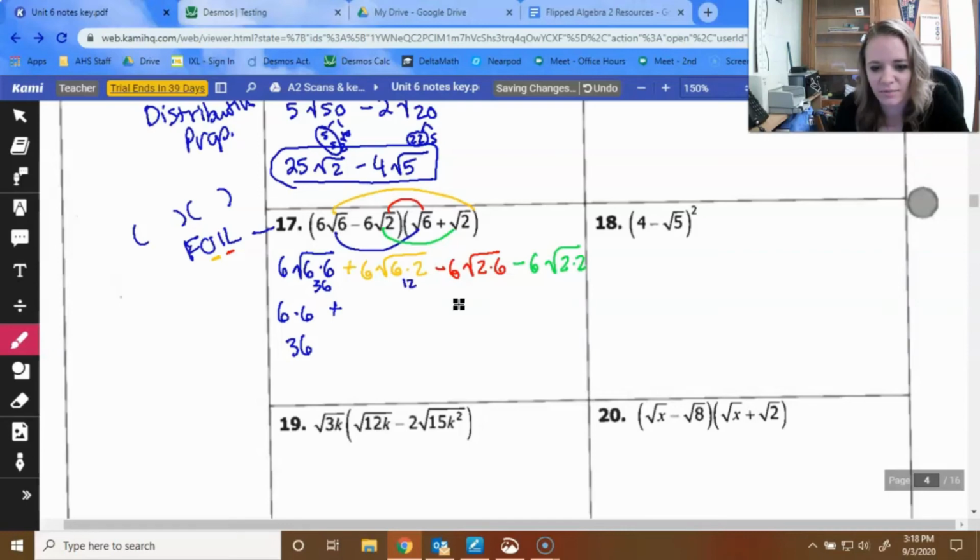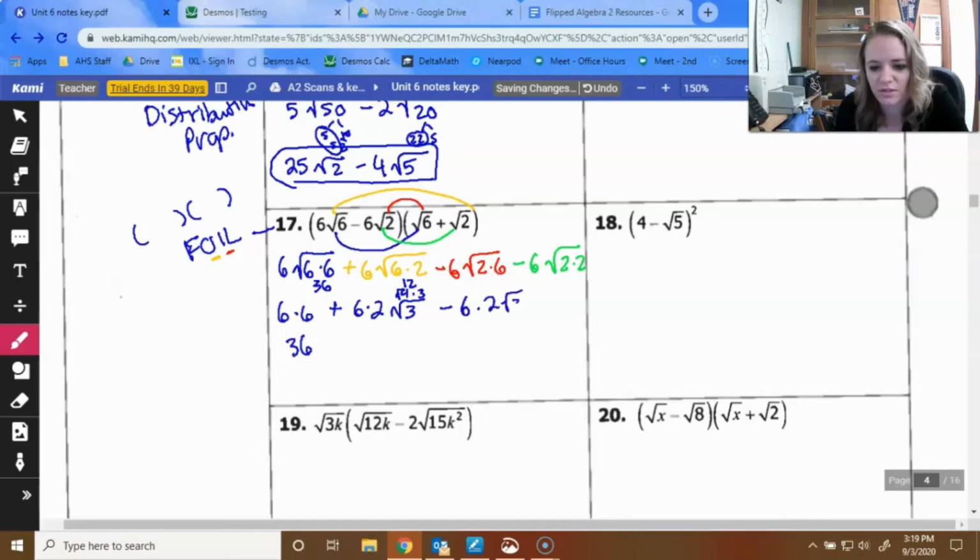Can I take out anything? Yep, that's a 4. I can take a 4 out. So 6 times, alright, so I have a 4 times a 3, and the radical of 4 is 2. So I take out a square root of 4, which is 2, and then all that's left under there is my 3. Minus 6 times 2 is 12, so I'm going to get the same thing, 2 radical 3. So you will notice that some same things will happen.